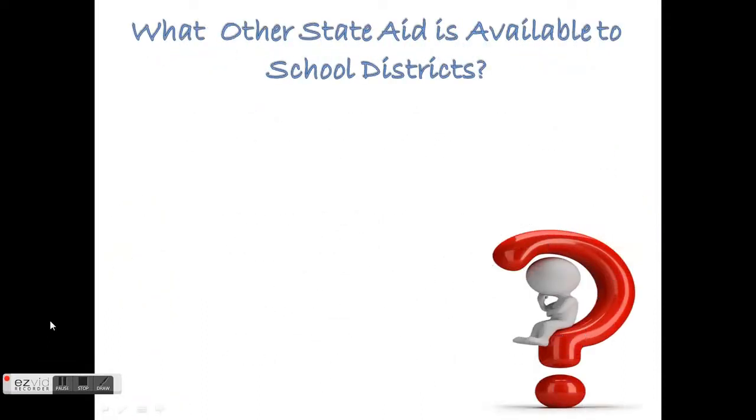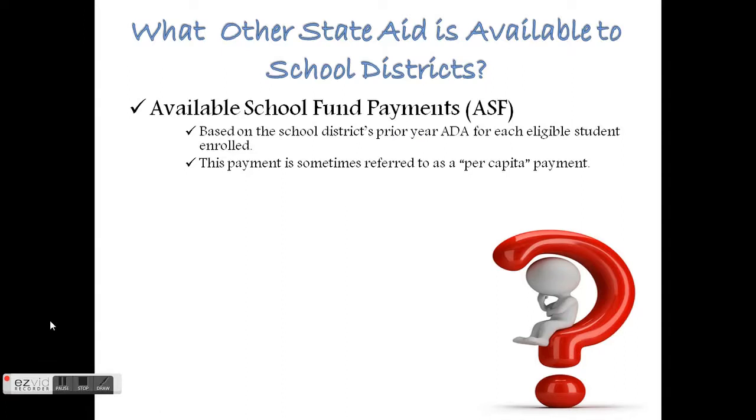So, what other state aid is available to school districts, you ask? Let's take a look at a few. The first one is the ASF, the Available School Fund Payments. This is based on the school district's prior year for eligible students enrolled. This payment is sometimes referred to as the per capita payment.